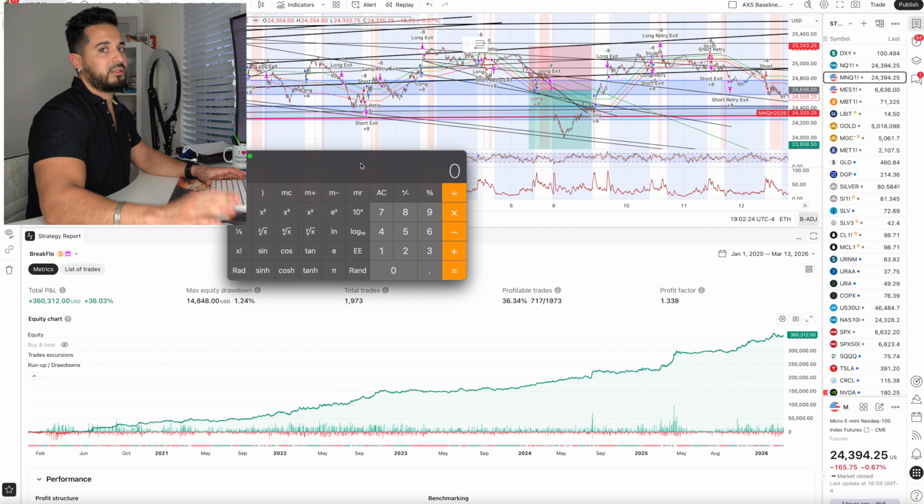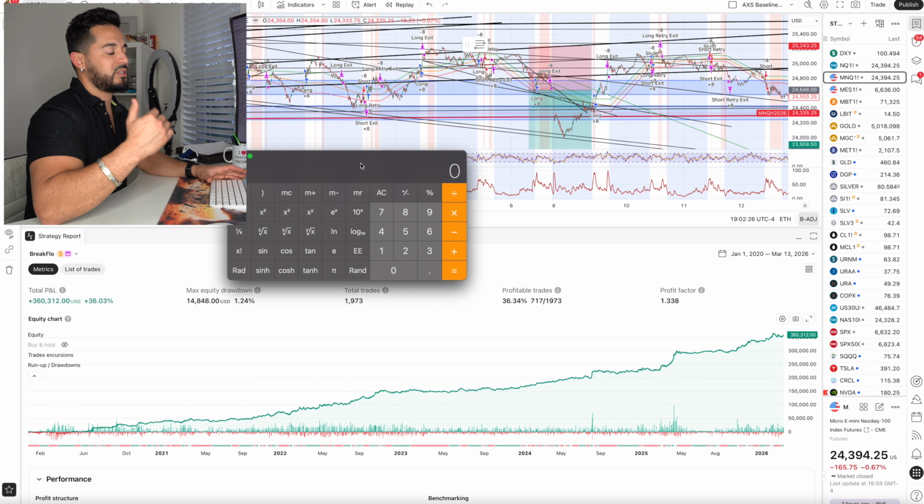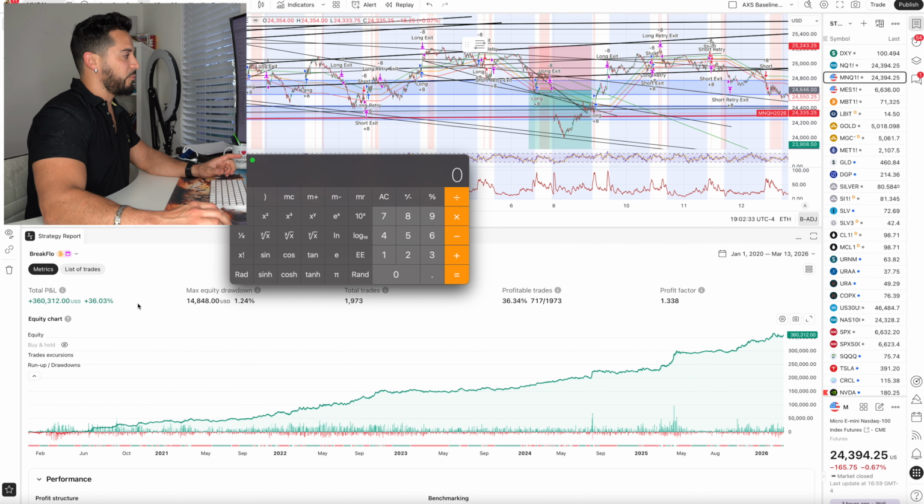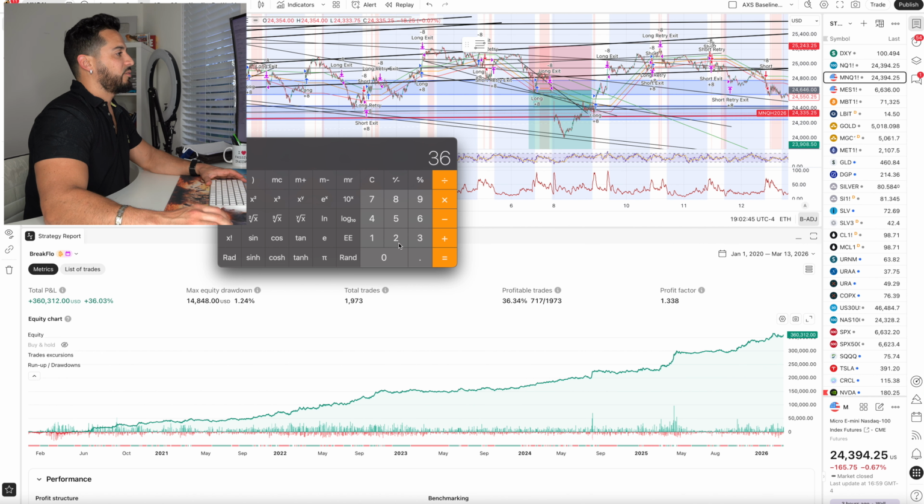Now, like I said, this is only one of the risk profiles, and this is the riskiest one. So we're going to jump into the other ones now, which are lower risk. But let's just run the numbers here so that we can actually compare the risk to the reward. So now let's divide 360,312 by that same 50,000. So that is a 720% ROI profit with a maximum drawdown of 30%.